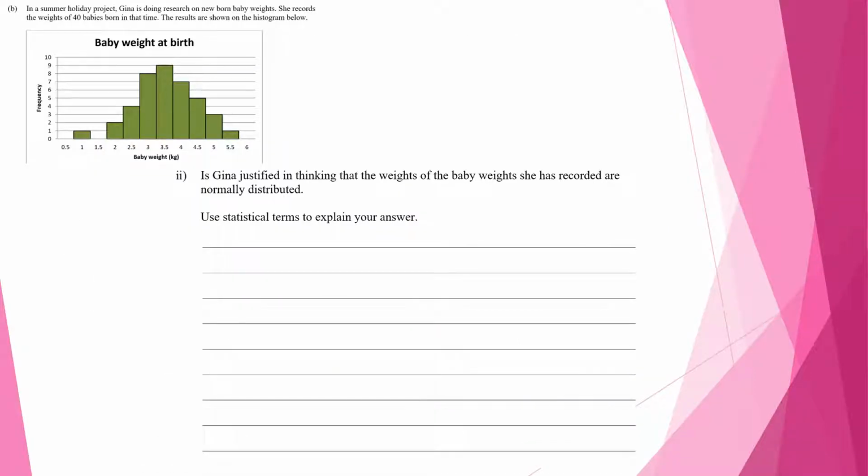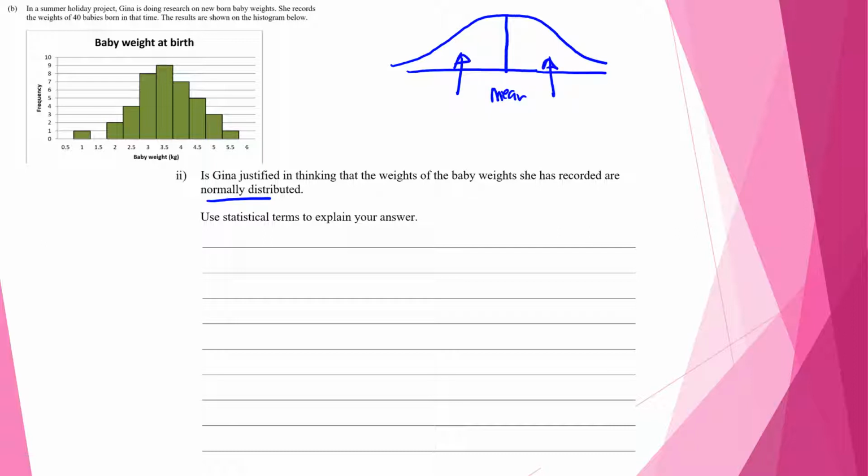We're asked in this question whether Gina is justified in thinking that this is a normal distribution. So we need to think about what makes a distribution normal. What makes a normal distribution normal is that the data is evenly spread around the mean. So this side and this side are the same, or pretty much the same, so it's symmetrical.